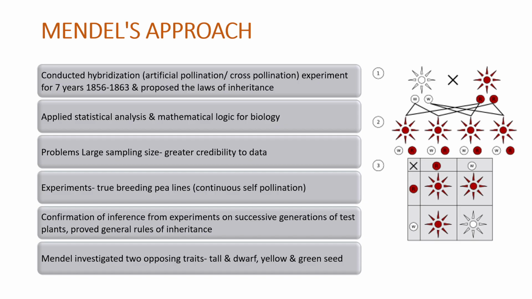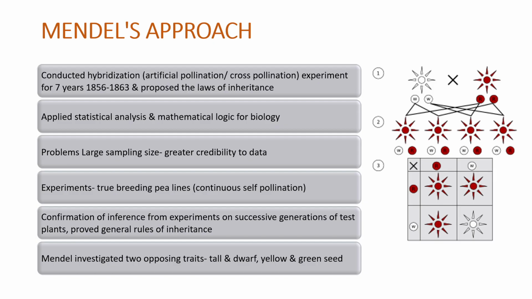He applied statistical analysis and mathematical logic to biological problems, using a large sampling size and giving greater credibility to the data. These experiments involved breeding pea lines, which were developed by continuous self-pollination, and he confirmed the inference from experiments on successive generations of test plants and proved general rules for inheritance.